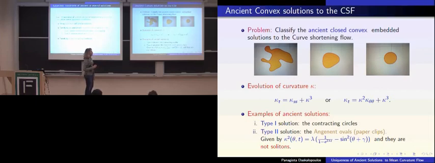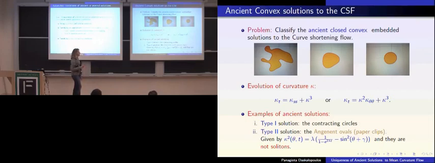But if you have a convex curve, then you can parameterize by an independent variable. If you have a closed curve, you can write kappa as a periodic function of period 2 pi, and you end up with this beautiful mixture of semilinear and porous medium equation.